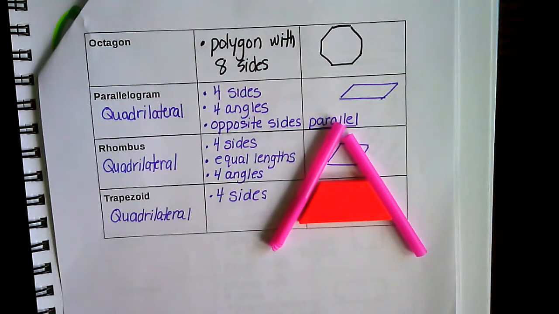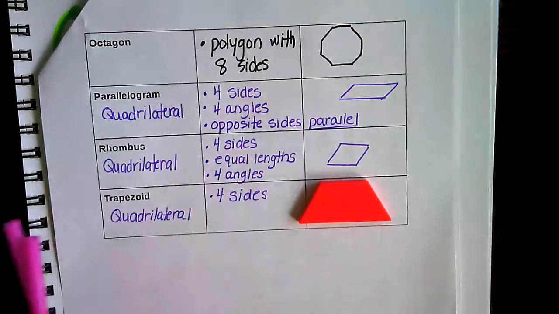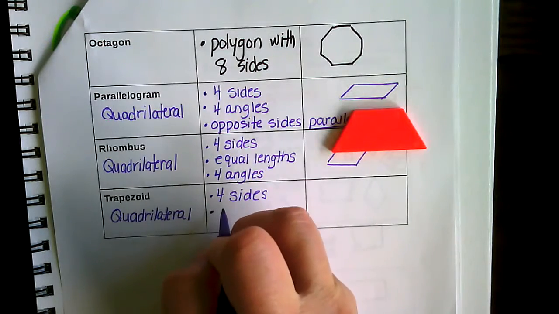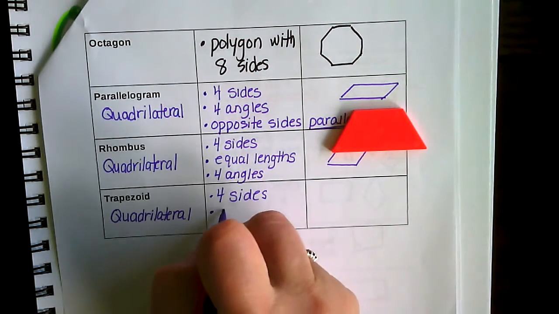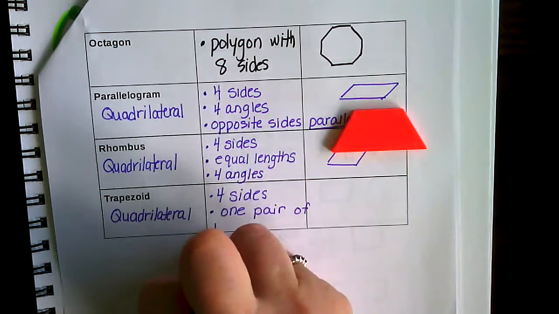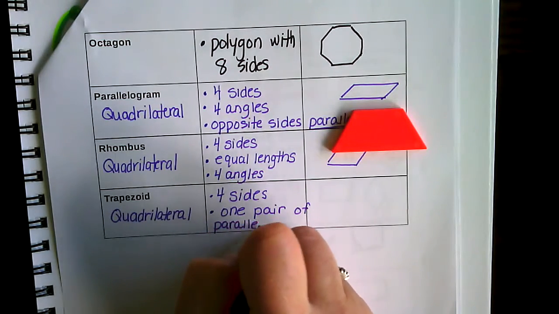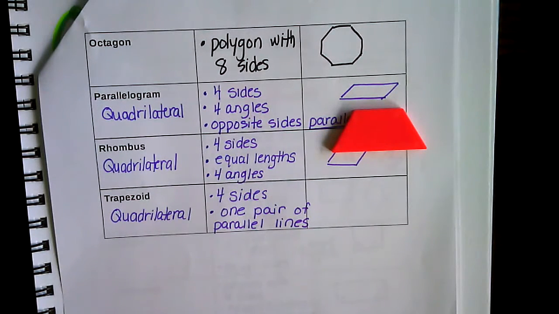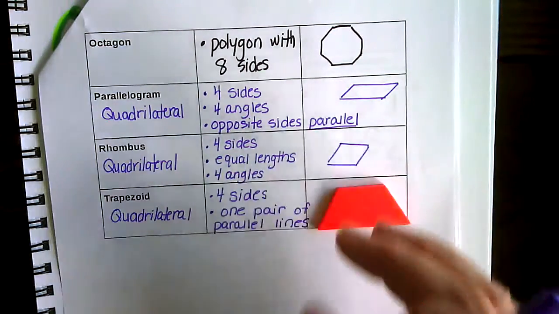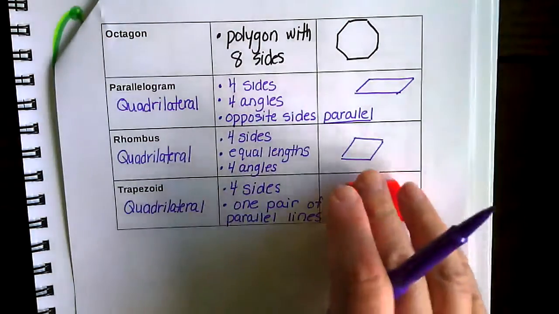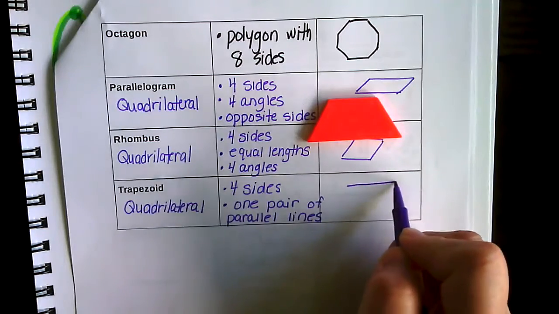So a trapezoid is a quadrilateral with one pair of parallel lines. That's different from the rhombus and the parallelogram. They had two pairs of parallel lines. The trapezoid only has one. The other sides will intersect. They will cross. All right, let's try to pencil sketch our trapezoid.